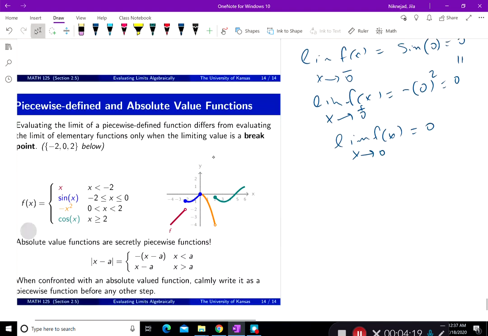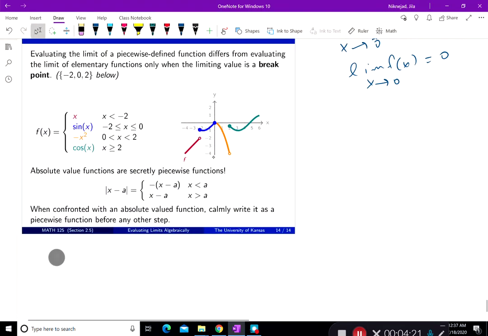So now, what about absolute value functions? They're really secretly piecewise defined functions. And so what you do is, let's say we have the absolute value of x minus 1. You write negative the inside if the inside is negative, and positive the inside if the inside is positive.